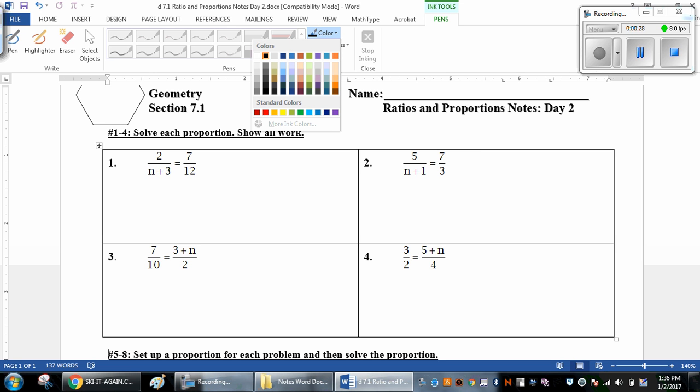And when I see this, I know I have a great strategy for solving these. This is where we cross multiply. All right, so I'm going to do one together, then I'm going to let you guys try out the rest and check your answers. All right, so let's do number 1.